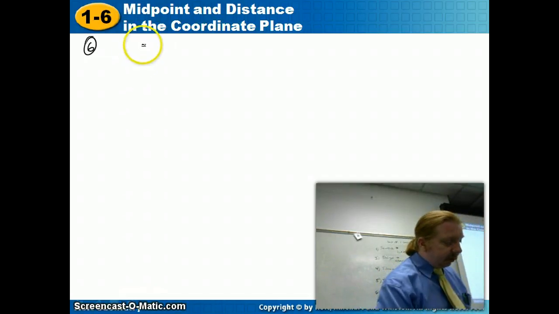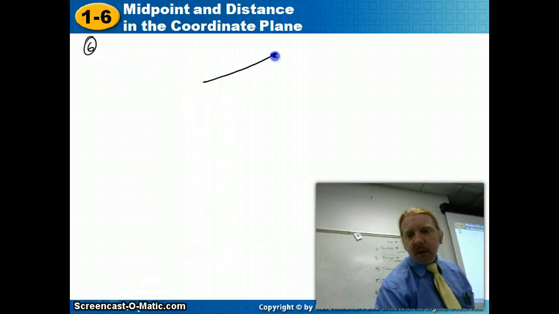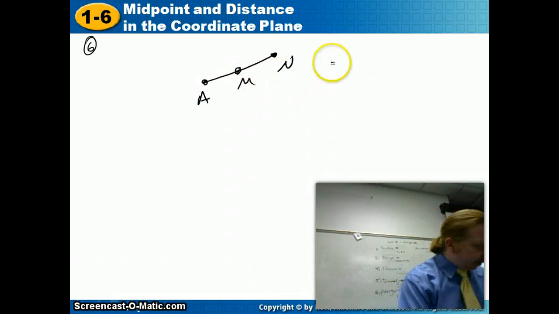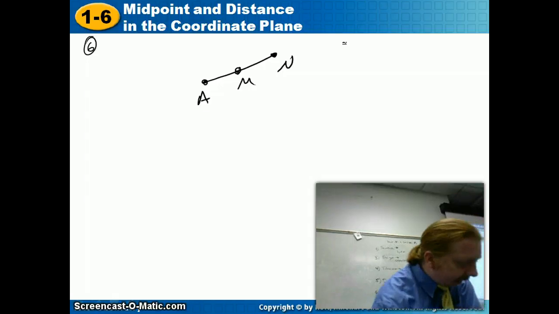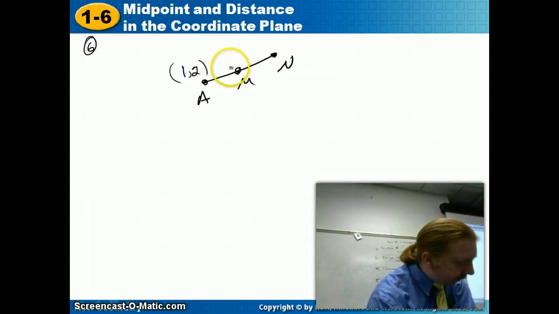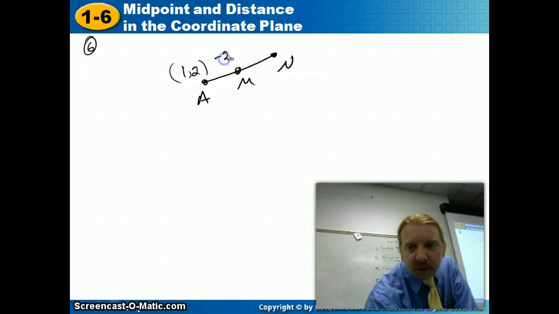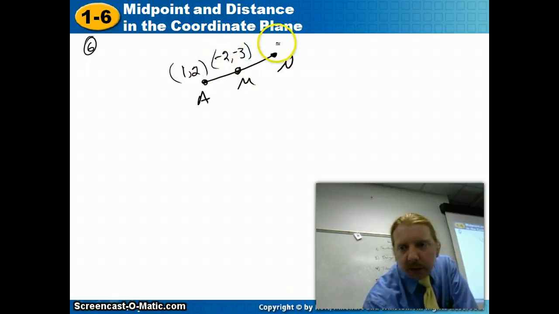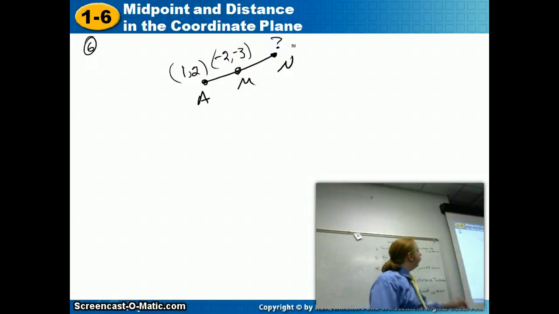Number 6 says that M is the midpoint of AN. So here's AN. Here's the point M, and that's the midpoint. A has the coordinates (1, 2). M has the midpoint of (-2, -3). And the question is, what's that over there?